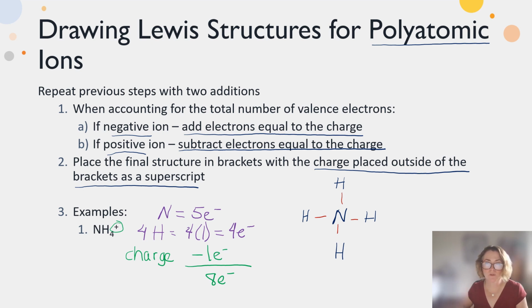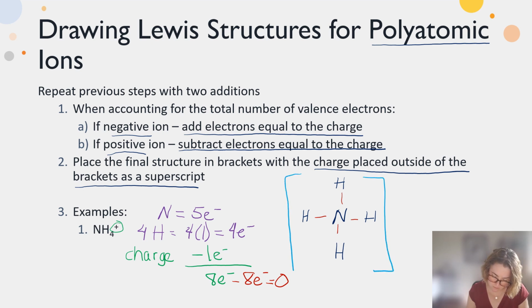Now I have used 4 bonds. Remember, each bond is 2 electrons, so 4 times 2 is 8. So I have used 8 electrons. So I have 0 electrons left to put into the structure, and this happens sometimes. The last piece for me is to put this whole structure in brackets, and then to place the charge as a superscript outside of the brackets. And that is how you do the Lewis structure for a polyatomic ion.